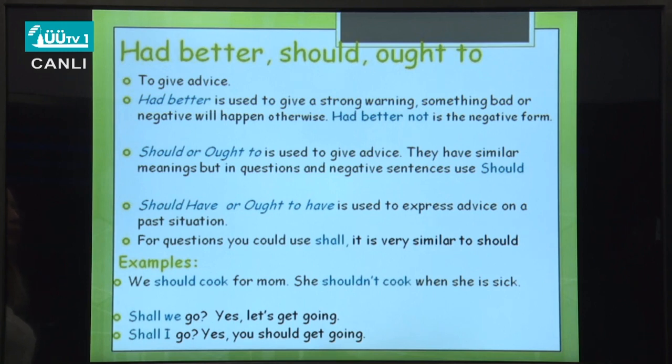What about should and ought to? The second point, the second hint. Should or ought to is used to give advice. They have similar meanings, but in questions and negative sentences, we use should.